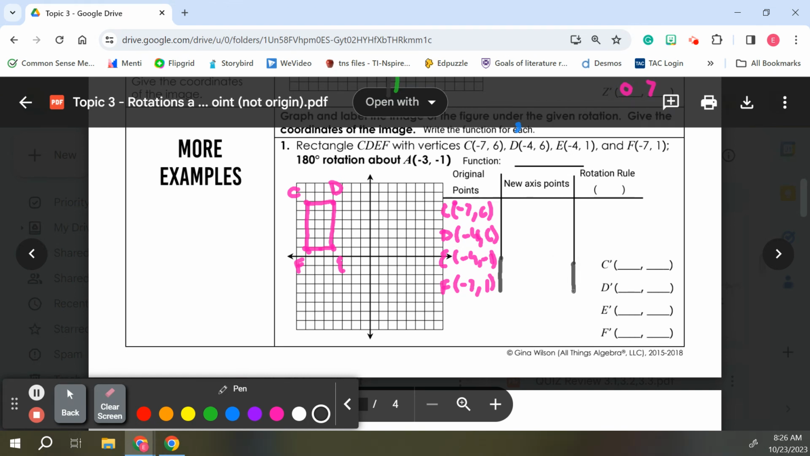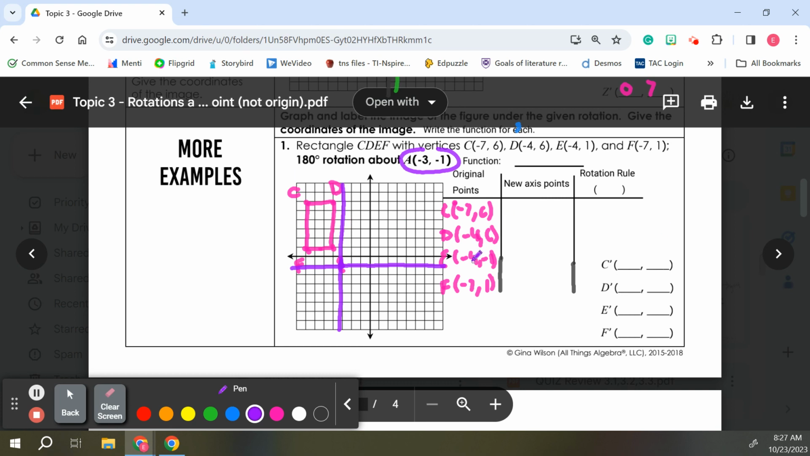Okay, so the point we are rotating about is negative 3, 1. So 1, 2, 1, 2, 3, up or down 1. So it's right here. So I'm going to draw my new axis. And now I'm going to find my new points.